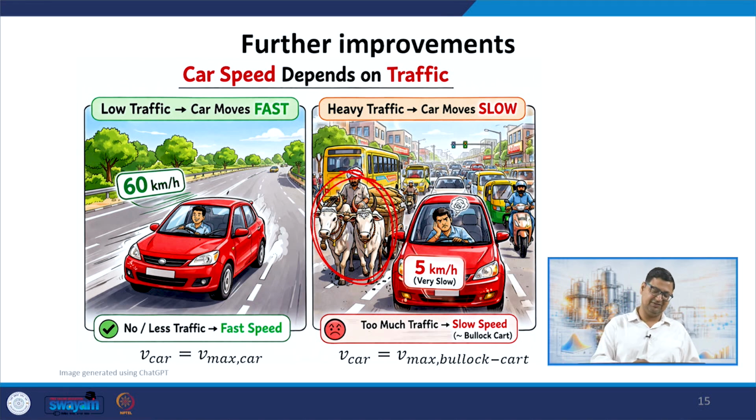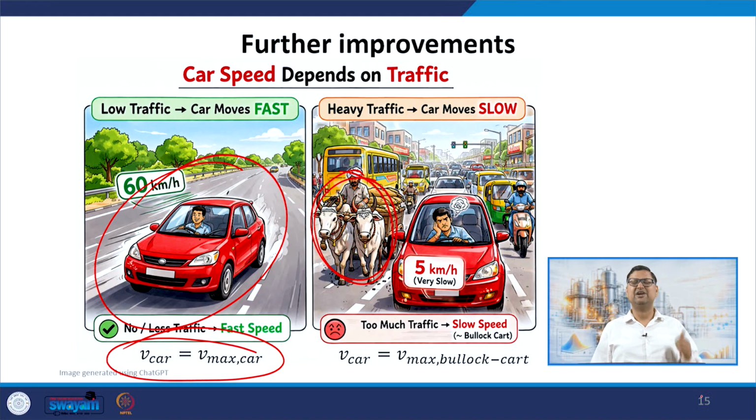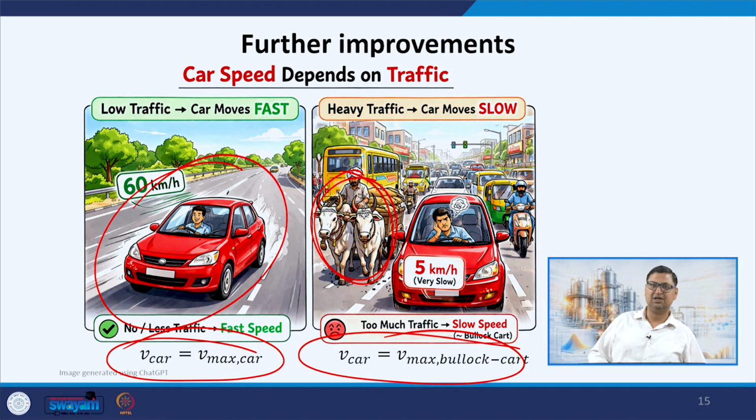On the other extreme, if there is very little traffic, of course, you can go as per the speed limit of the road or the maximum speed of the car, whatever the case may be, right? So in this case, for low traffic, the velocity of the car will be the maximum velocity of the car or the speed limit. And in the jam case, the velocity of the car is the maximum velocity of the bullock cart, or maybe even less in the condition of a jam, right? So we can keep on improving this model further, but I hope I made a point regarding how to approach a modeling problem. With that, I want to stop here, and we will do more examples in the following classes. Thank you so much.